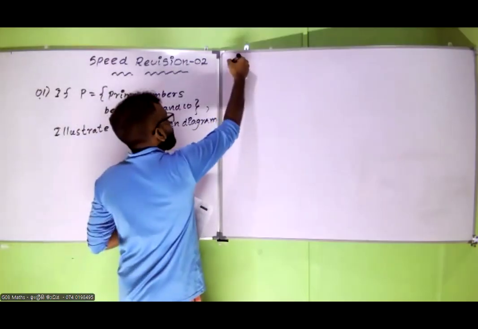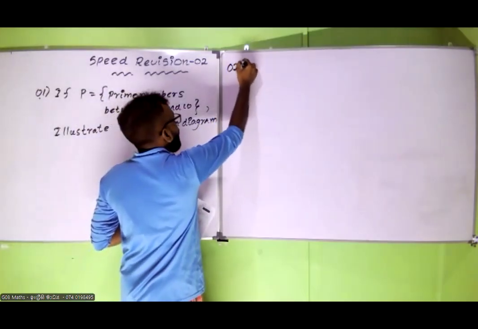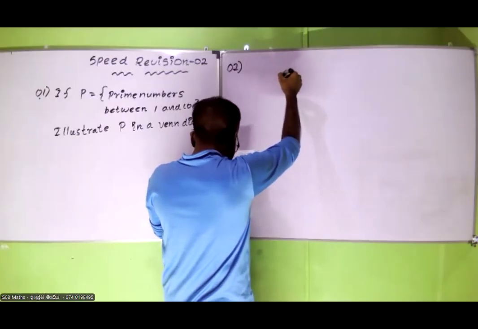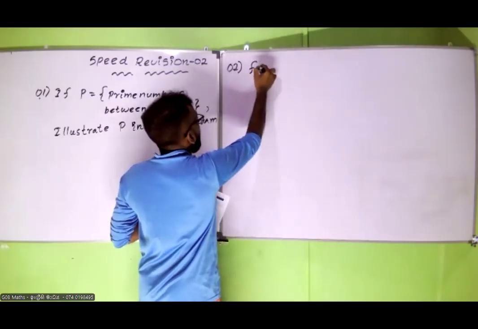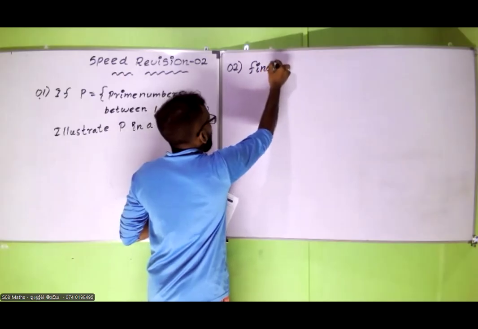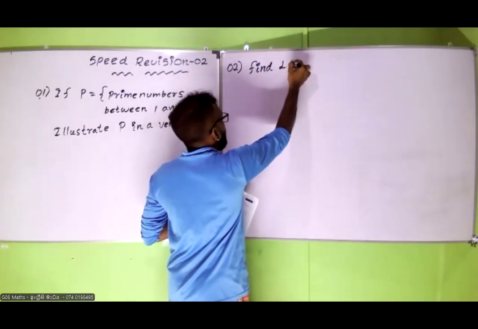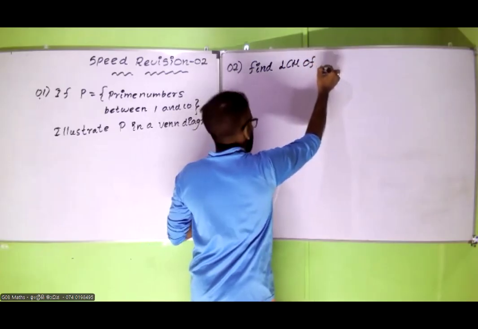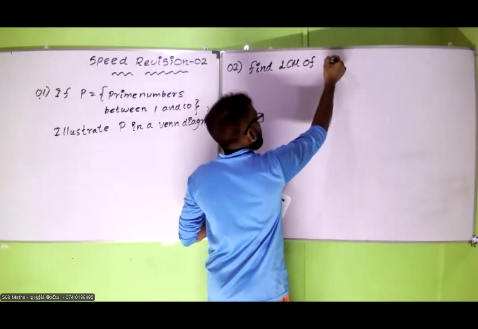Second question. Find the least common multiple. Find the LCM of 8, 12, 24.